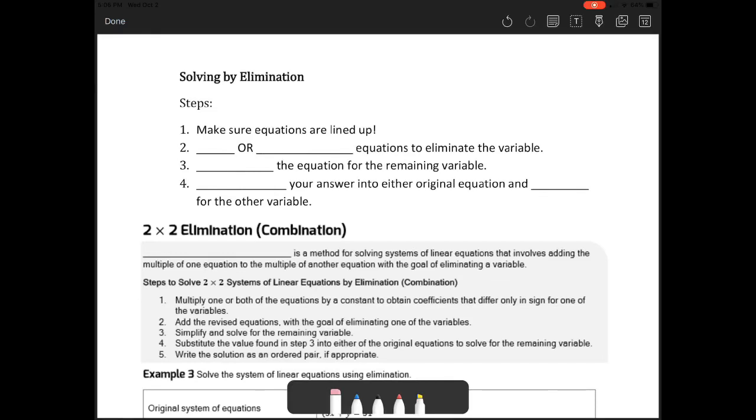Okay, guys, so now we are going to be talking about solving by elimination. For this one, we're going to go through our steps again like we did for substitution, but we're going to have our simple ones and then our more in-depth ones that I think will help y'all more.